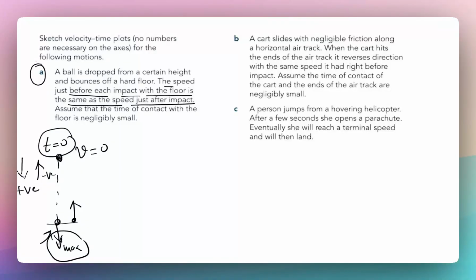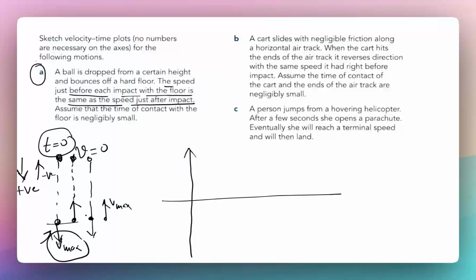But there will be an abrupt change in the direction from positive to negative, and then it's going to go up, and then you will again reach a zero velocity, and then the same thing will continue. It will come down, again hit with a Vmax, and then again bounce back with the Vmax. So that's the situation, and we are going to draw a VT graph for that.